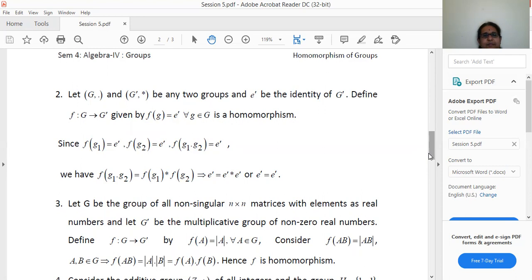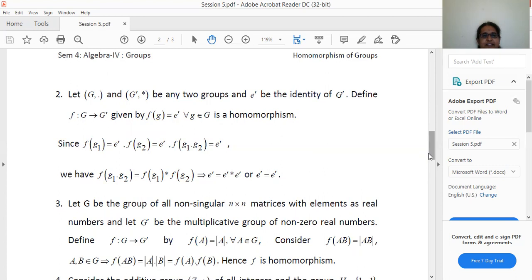Now f is a mapping from G to G'. G has the binary operation dot, whereas G' has the binary operation star. e is the identity element for G, so correspondingly e' will be the identity of G'. The mapping f from G to G' is defined by f(g) = e', the identity of G'. Now consider two elements belonging to G, g1, g2.